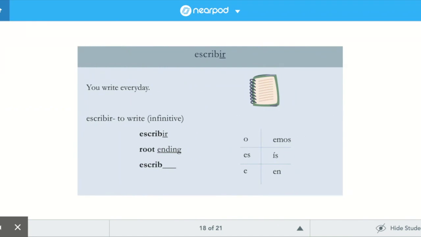Almost done. Hang in there. So, our verb escribir, to write. You write every day. So here we have the infinitive. To conjugate it, we keep our root, we drop the ending. Now we need to decide, okay, who is our subject? So a hint, this sentence is informal. So which subject pronoun do we use and which box, which ending do we use? I'll give you a couple of seconds.